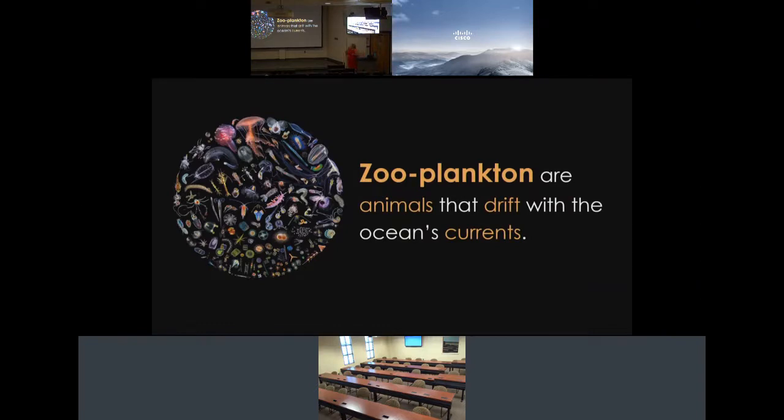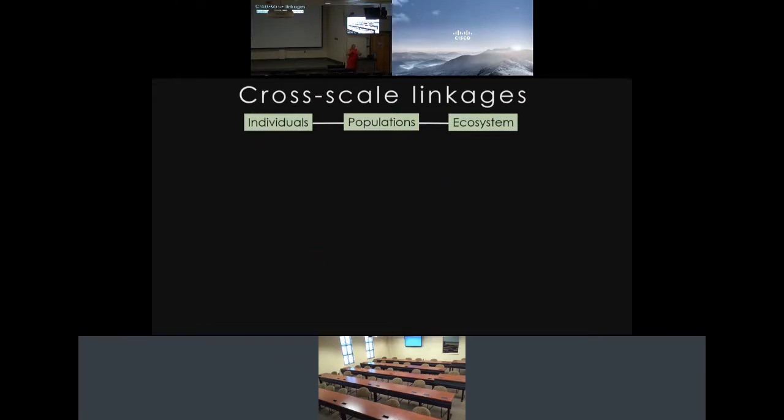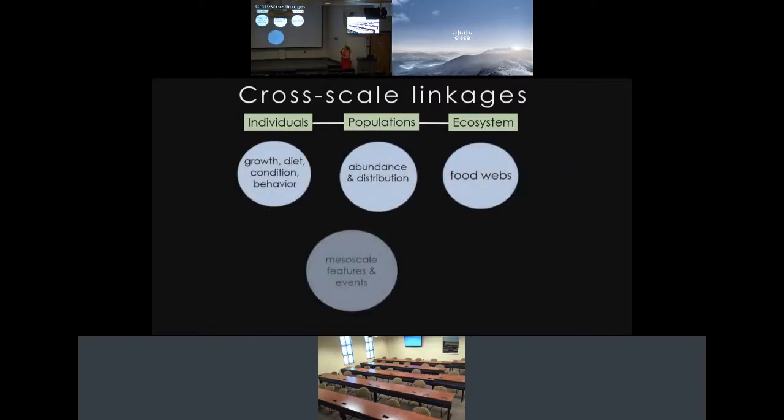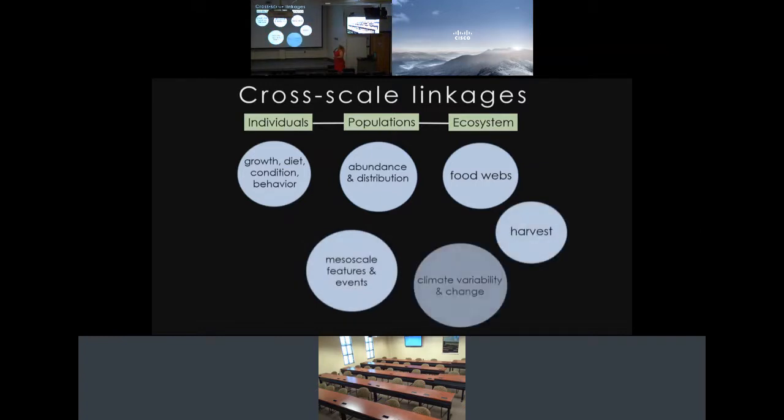I'm sure with this audience, you already know this, but zooplankton are animals that drift with the ocean's currents. And I like to study them across different temporal and spatial scales, and really probably the better way to look at it is across different scales of ecosystem oceanography. And so we can think about things at the individual level, the population level, or even the ecosystem level.